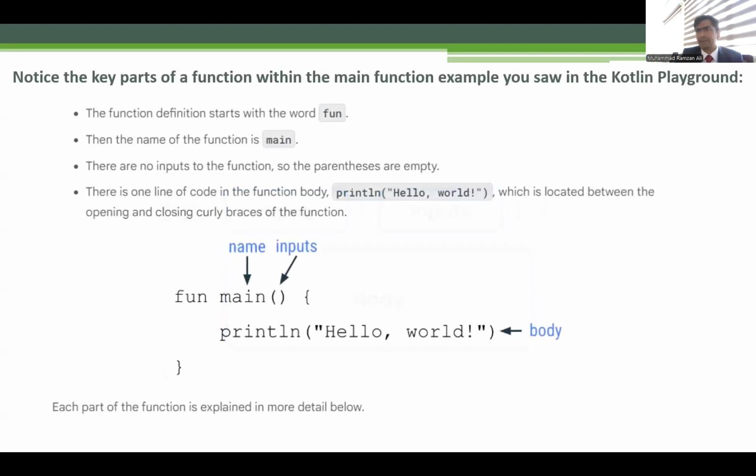Okay. So look at the next slide. There is more concept about the function. If you look at the slide, the definition starts from the word fun, as I told. Then the name of the function, that is main. There are no inputs to the function, so the parentheses are empty. There is one line of code in the function body, that is println with hello world in double quotation, which is located between the opening and closing curly brackets of the function. So look at that. In the blue, if you look at function main, there is the name and input, and the println hello world, this is the body of your code.